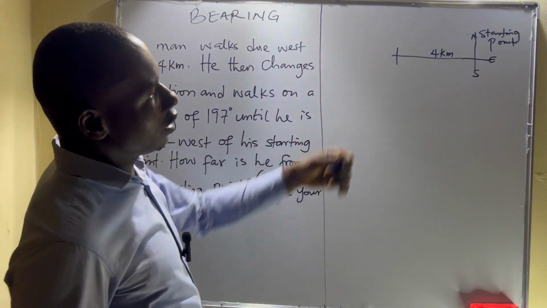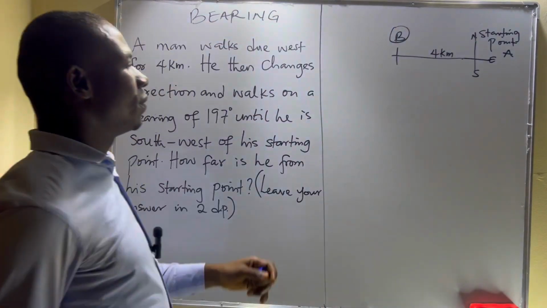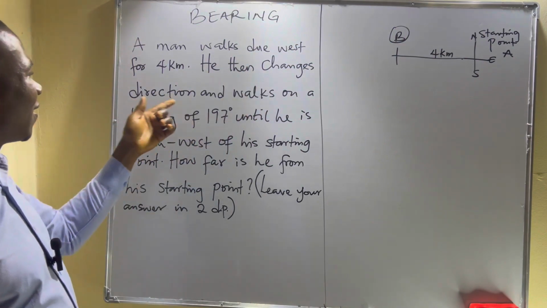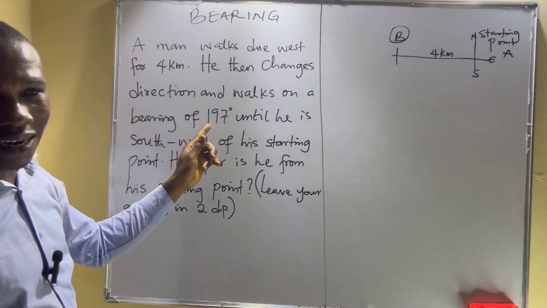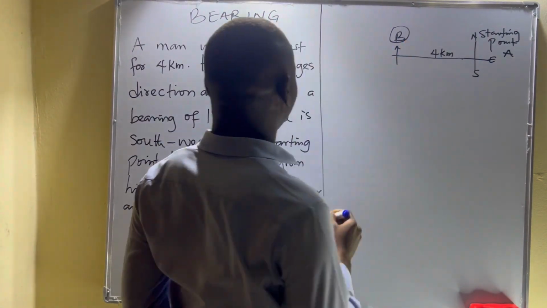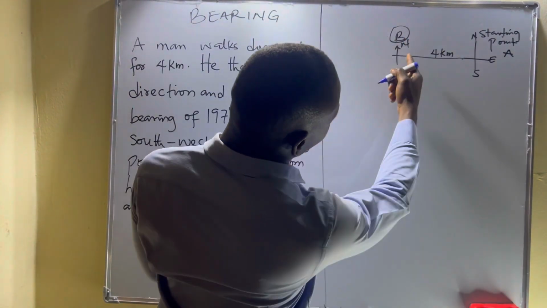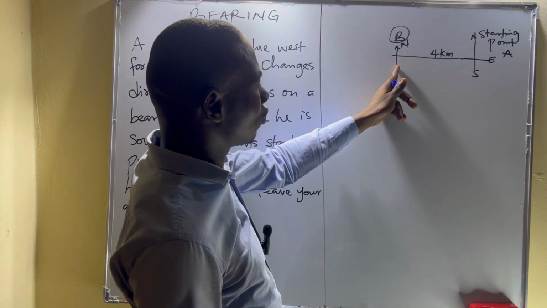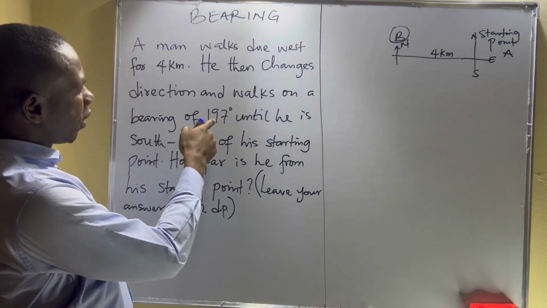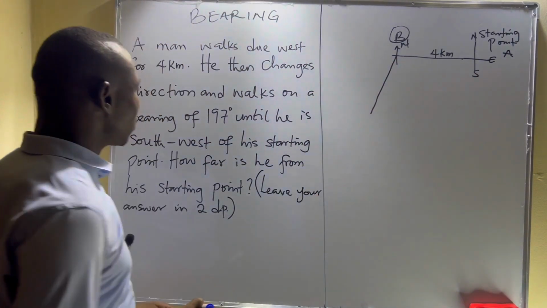If the starting point is point A, then to this point, point B. And from here, he then changes direction and walks on a bearing of 197 degrees. Of course, for you to calculate your bearing, you must always start from the north. So from north to east of this point is 90 degrees, to south here is 180. Then for us to locate 197, 197 is somewhere here.